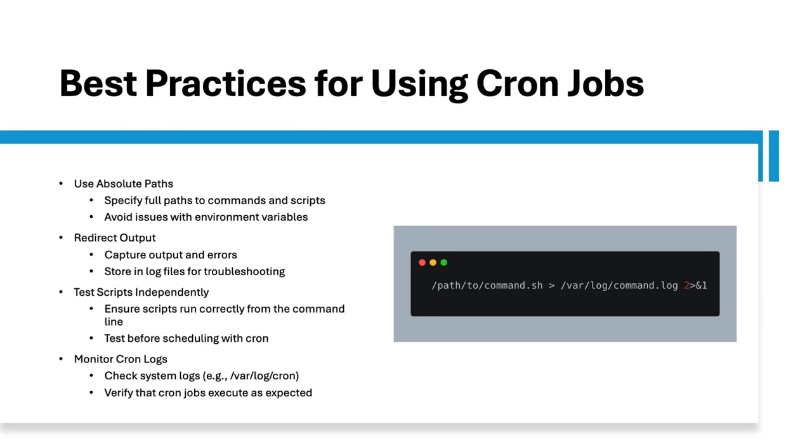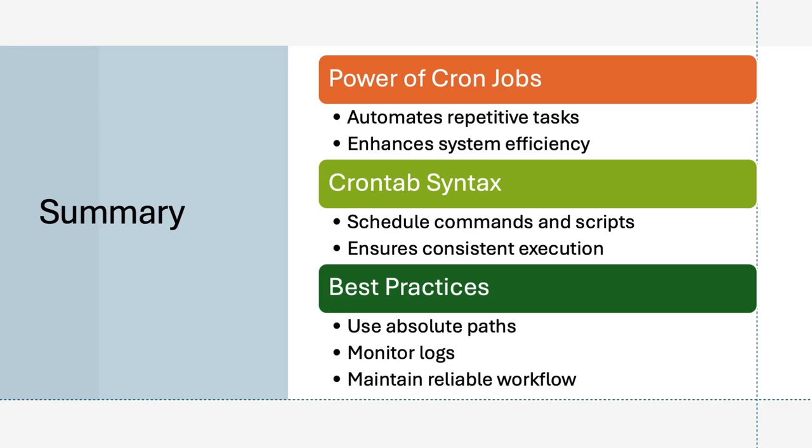To ensure efficient cron job management, use absolute paths to avoid environment variable issues. Redirect output to log files for troubleshooting, test scripts independently before scheduling, and monitor cron logs to verify execution.